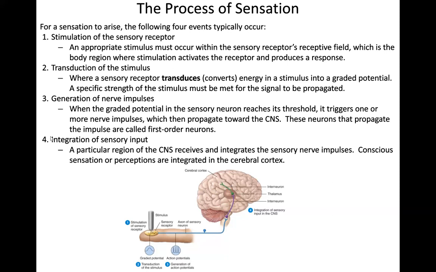And speaking of the ultimate destination, number 4, that's all about integration of that sensory input. A particular region of the CNS receives and integrates the sensory nerve impulses. If we have perception or conscious awareness of that sensation, it's going to involve the cerebral cortex and a very specific part of it. In this case, it would be the postcentral gyrus. But as I mentioned, if this was a different sensation, maybe it's not touch, but instead something associated with blood pressure or stretch of your stomach, the signal might not be going to the cerebral cortex. It might be going somewhere like the thalamus or hypothalamus, excuse me.